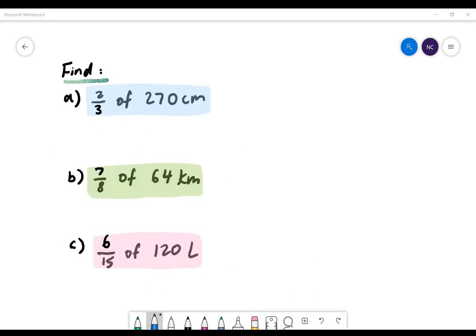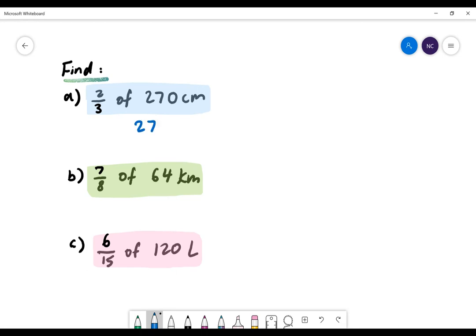Here are some more examples. Find 2/3 of 270 centimeters. The first thing we're going to do is take 270 and divide by the denominator, which is 3. We'll then be left with 90 centimeters. Take the 90 centimeters and multiply by the numerator, which is 2. 90 multiplied by 2 will give us 180 centimeters.